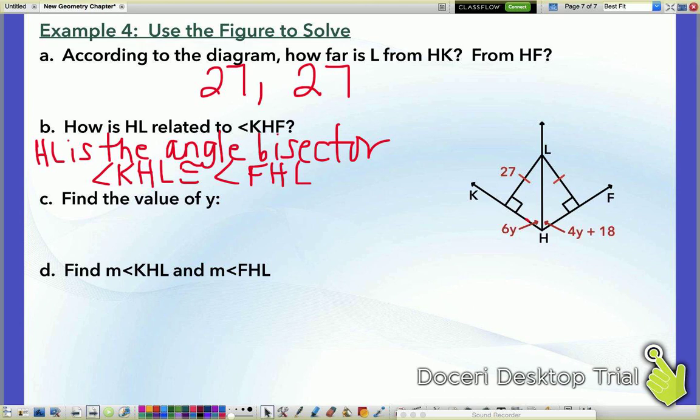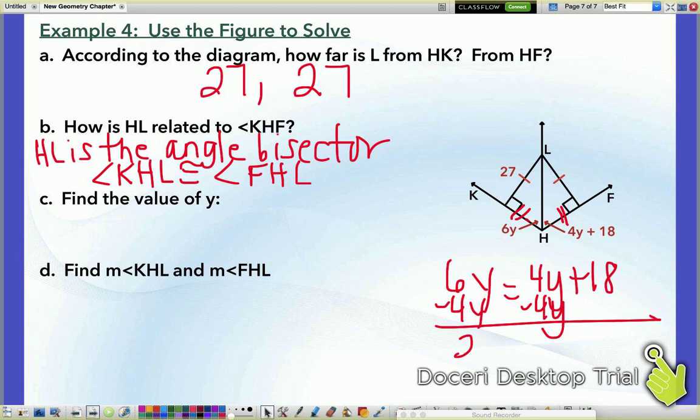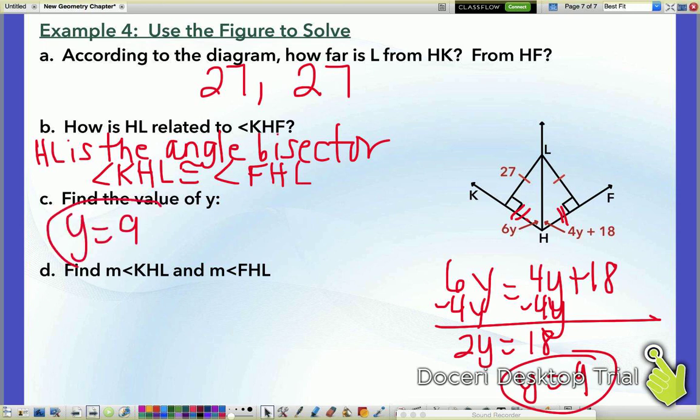Okay, now it wants us to find the value of y. So let's go ahead, and we know that those two are congruent according to our theorem. So subtract 4y and divide by 2, y is 9. So that's all they wanted me to do in this one.